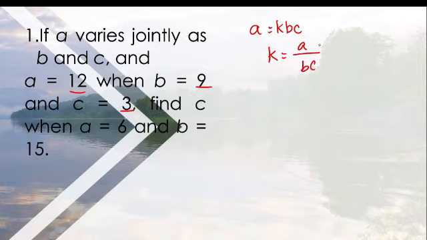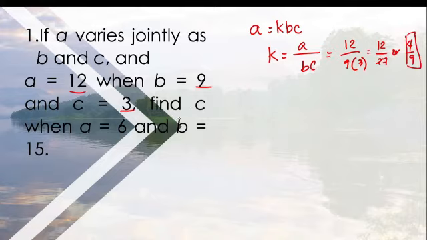So, substitute natin ngayon. Ang A natin is 12. Ang B natin is 9. Ang C natin is 3. Simplify, we have 12 over 27. Tapos, get the lowest term. So, divide lang natin sa 3 parehas. So, that will become 4 over 9. So, meron na tayong constant.